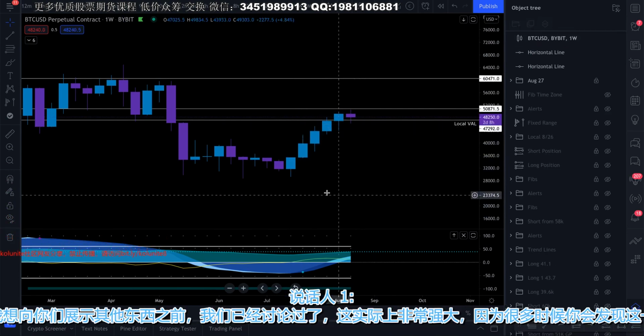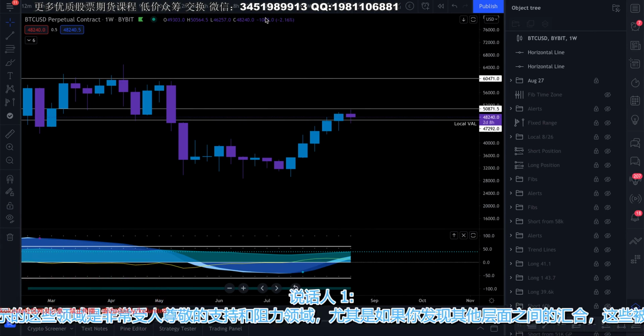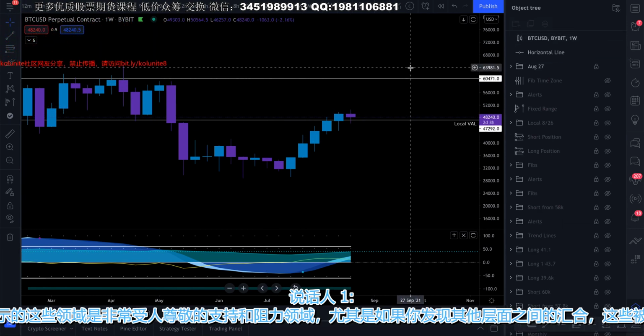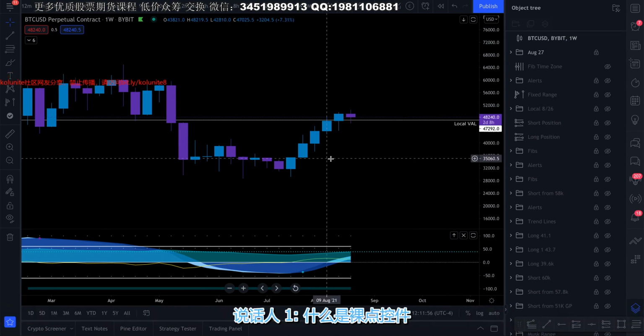I want to show you something else, and this is actually very powerful because a lot of times you will find that these areas, what I'm about to show you, are very well respected areas of support and resistance, especially if you find confluence between other levels. And these are called naked point of controls. What are naked point of controls?